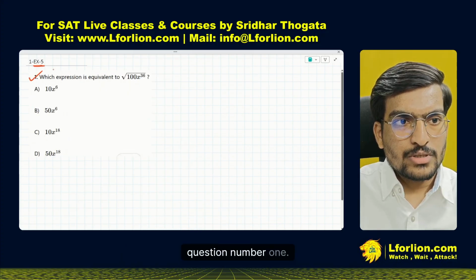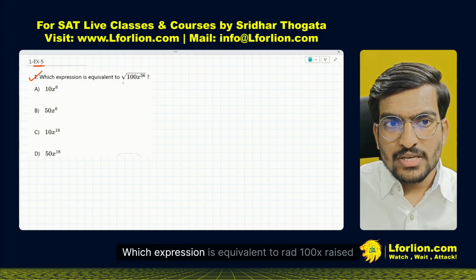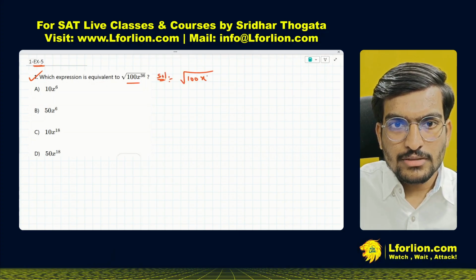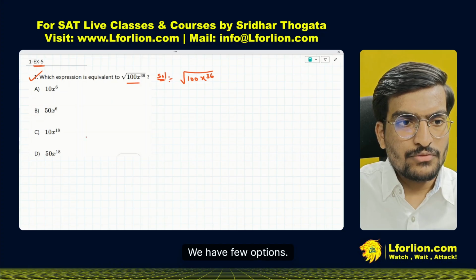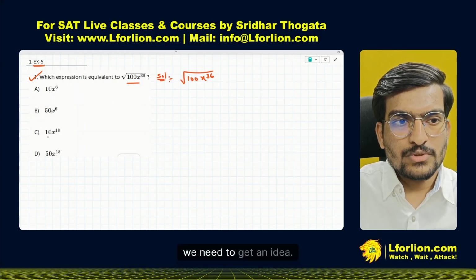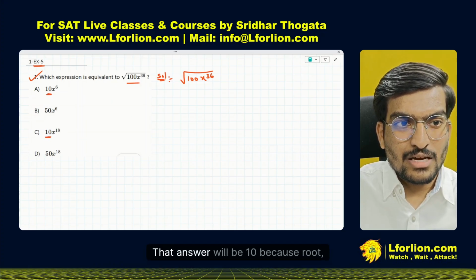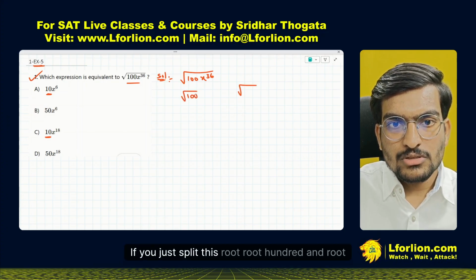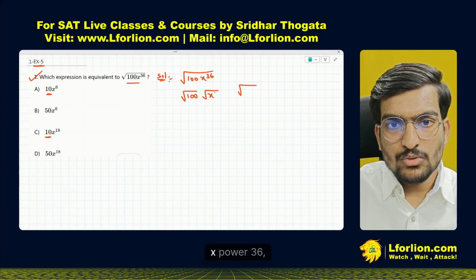Exercise 5, question number 1. Which expression is equivalent to root 100 x raised to the power of 36? We have a few options. After watching the options, we get an idea that the answer will involve 10, because if you split this into root 100 and root x power 36, the root 100 value is 10.